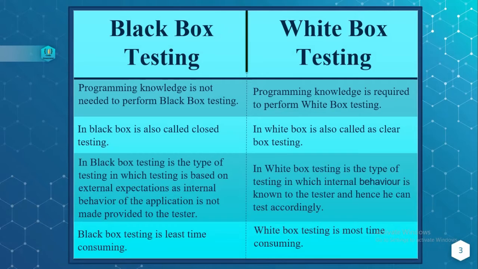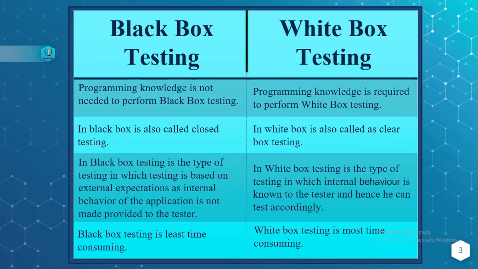Next, programming knowledge is not needed to perform black box testing, whereas programming knowledge must be known by the tester to do white box testing. Black box testing is also called closed box testing, whereas white box testing is also called clear box testing. Black box testing is a type of testing in which testing is based on external expectations, as the internal behavior of the application is not provided to the tester, whereas white box testing is a type of testing in which the internal behavior is known to the tester and hence he can test accordingly.